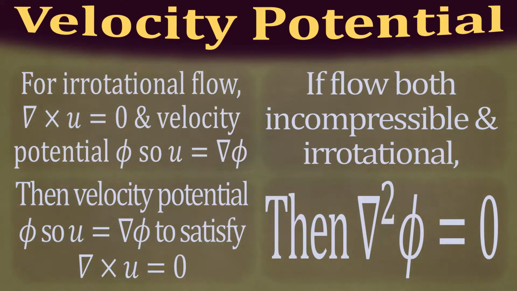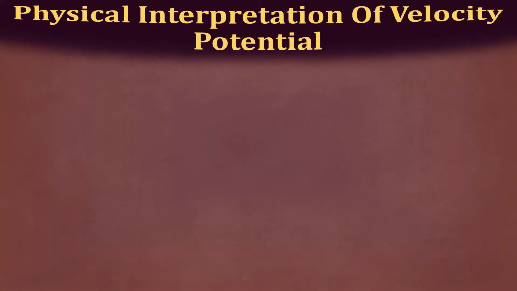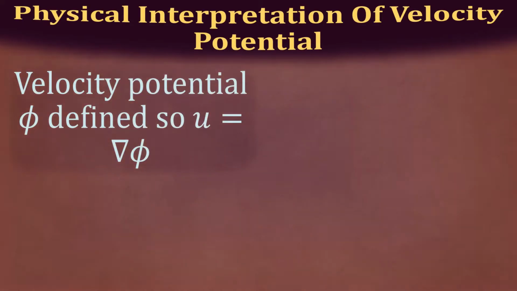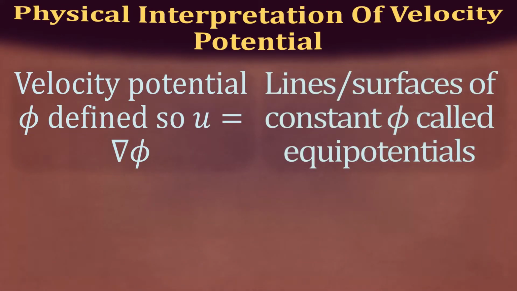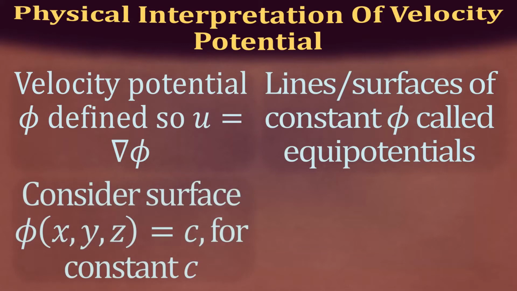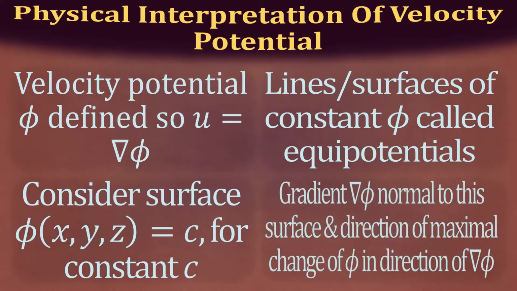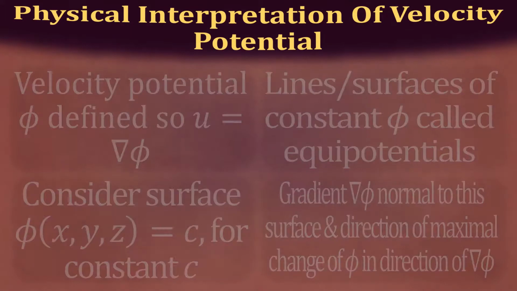Hence, let's give a physical interpretation of velocity potentials. The velocity potential phi is defined so that u is equal to the grad of phi. We say that lines or surfaces of constant phi are called equipotentials. Consider the surface phi(x,y,z) equal to c for some constant c. Then, the gradient grad phi is normal to this surface, and the direction of maximal change of phi is in the direction of grad phi. Consequently, the velocity is always normal to an equipotential line.